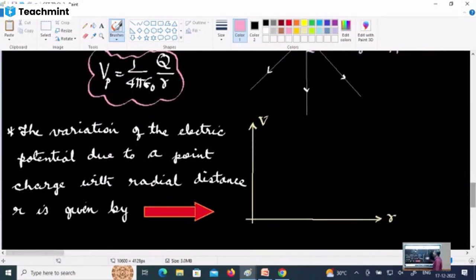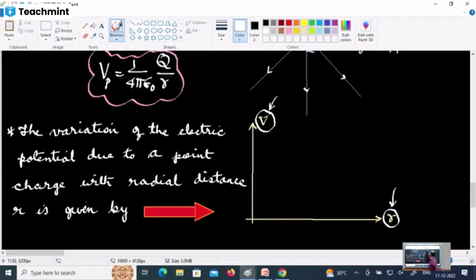Suppose I take potential due to a point charge on the vertical axis and the radial distance from it along the horizontal axis. If we take potential along the vertical axis and radial distance along the horizontal axis, the variation of V versus R, how does it look?